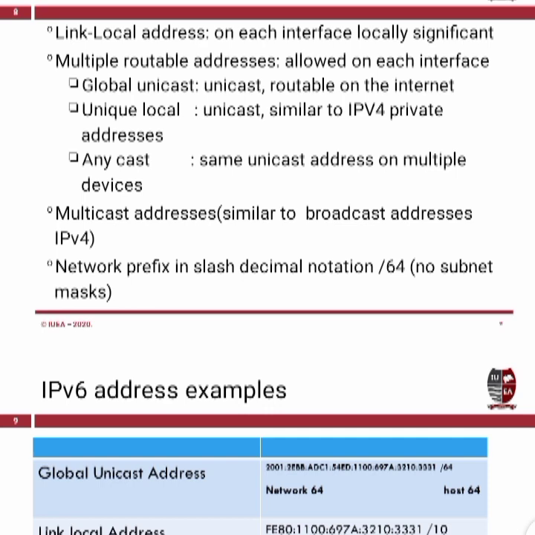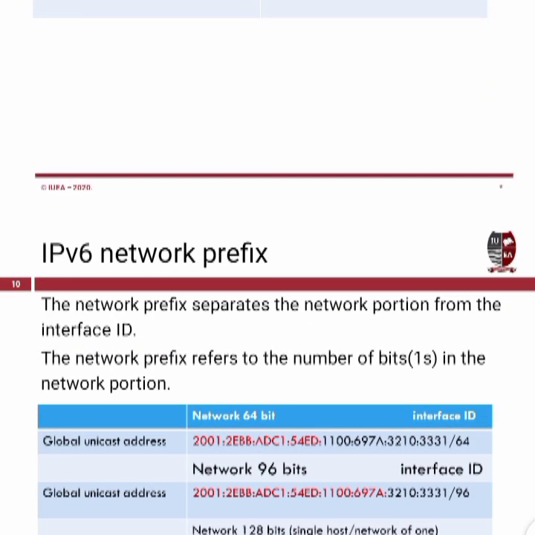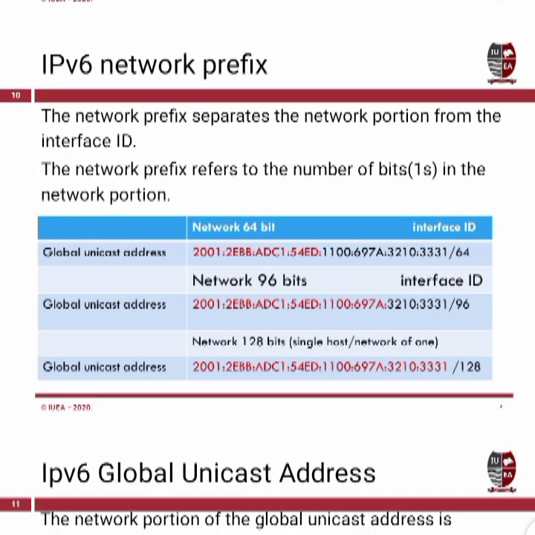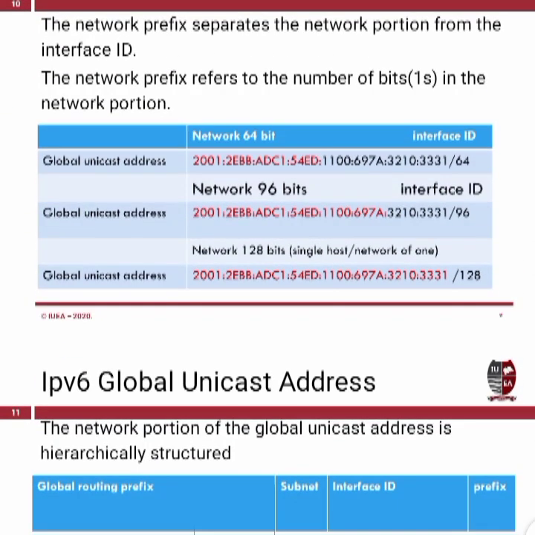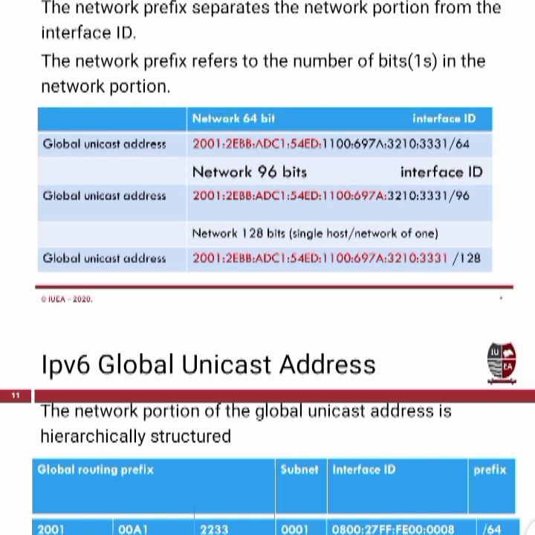Network prefix is in slash decimal notation, slash 64. No subnet mask. IP version 6 address examples, table is there: global unicast address, link local address. Then IP version 6 network prefix. The network prefix separates the network portion from the interface ID.